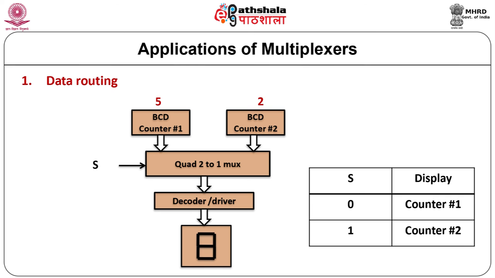Let us now study another case when S is equal to 1. When S is equal to 1, the multiplexer should select the second source. Let us see. When S is equal to 1, counter 2 contains decimal number 2. Now, this number 2 will be passed through the 2-to-1 multiplexer to the decoder driver, and the 7-segment display will provide a digital display of 2.